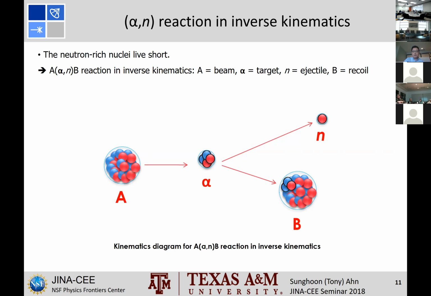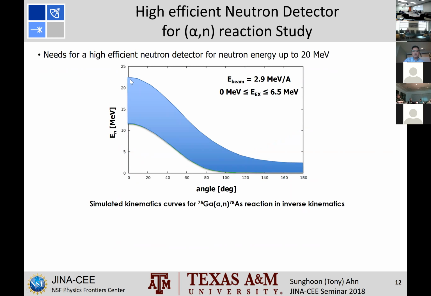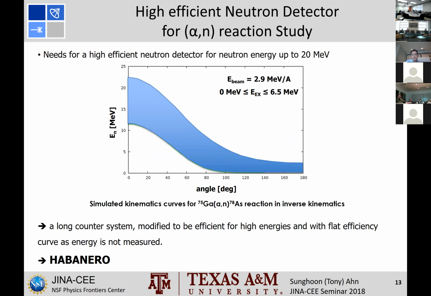But the challenge of this inverse kinematics is that you have a large range of neutron energies coming out as a function of angle. The plot here is the simulated kinematic curve for the gallium-75 alpha-n reaction in inverse kinematics. So we need a detector with high efficiency for the large range of high-energy neutrons. It is well known that the long proportional counter with the neutron moderation technique can have high efficiency for relatively high energies. So we chose this method, modified to be efficient for high energies and with a flat efficiency curve as a function of energy, because energy will not be measured.